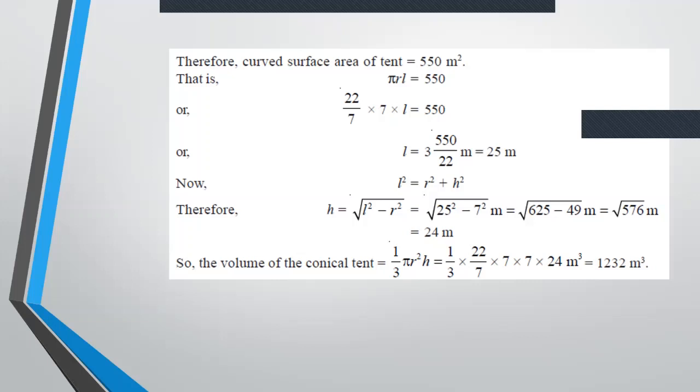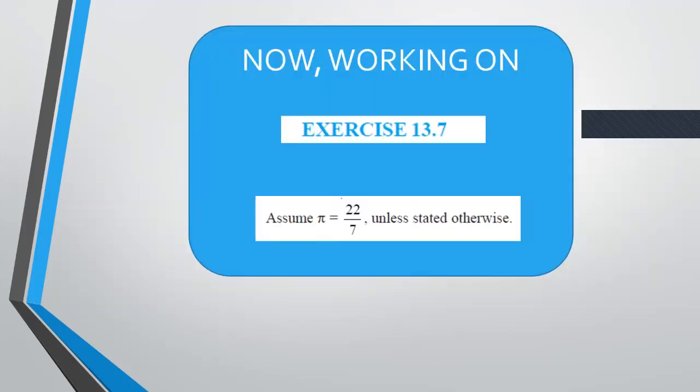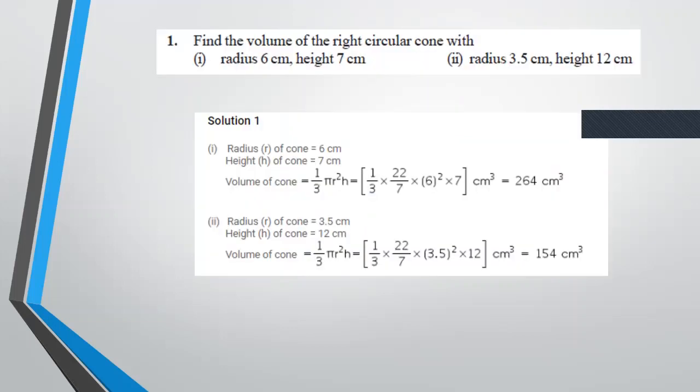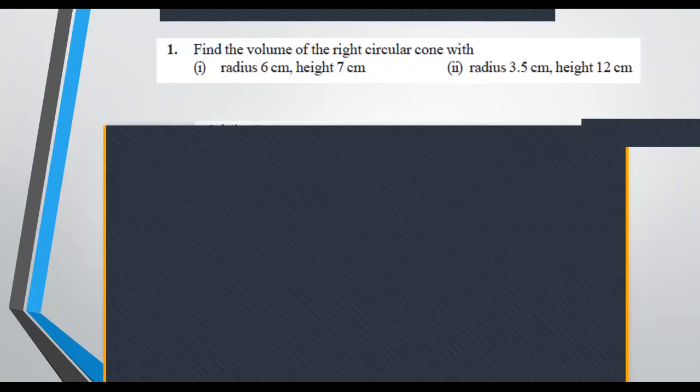Yes, ma'am. Ready? Chal, start. Again, I'm covering the work. So here we go. Chal. Find the volume of the right circular cone with radius given as 6 and height as 7.